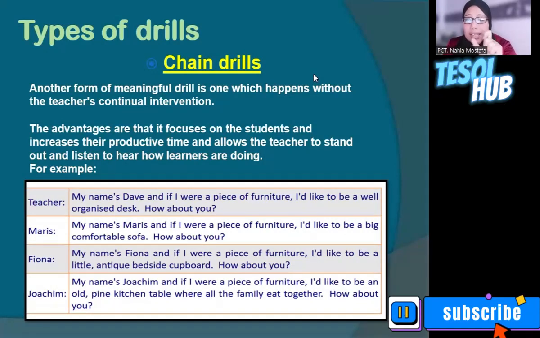They will use the same sentence, but with different words. Like, my name is Maris, and if I were a piece of furniture, I'd like to be a big, comfortable sofa. How about you? So now they produce new words. My name is Fiona, and if I were a piece of furniture, I'd like to be a little antique beside the cupboard. How about you? So as you see here, everybody is speaking in a different way. So this is what we call chain drills. It's a meaningful drill that you can use in your class.